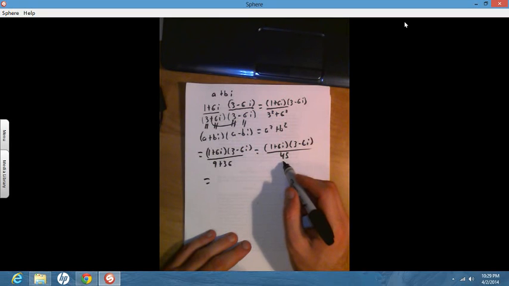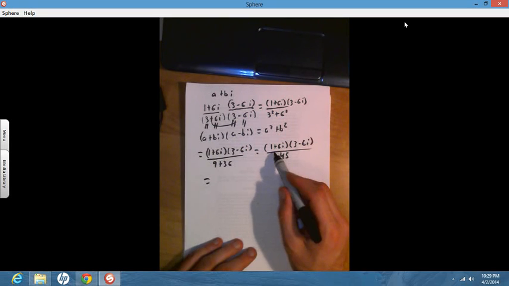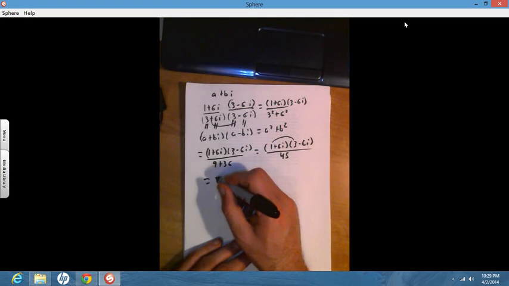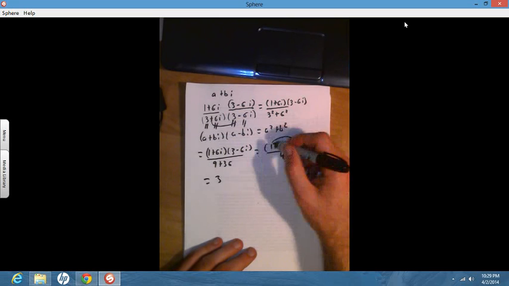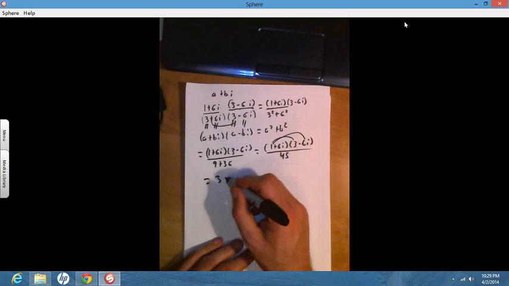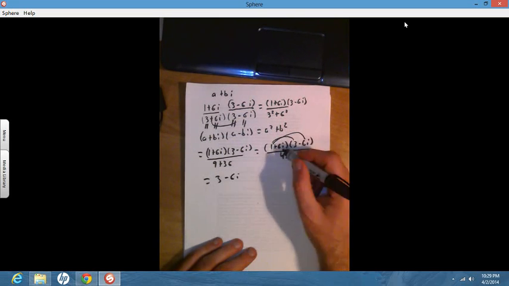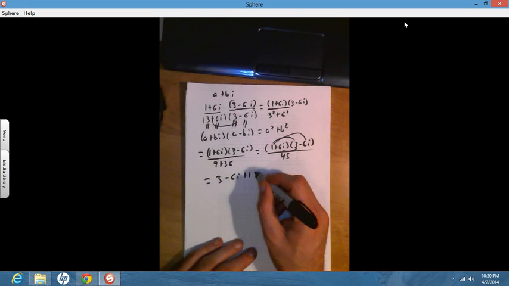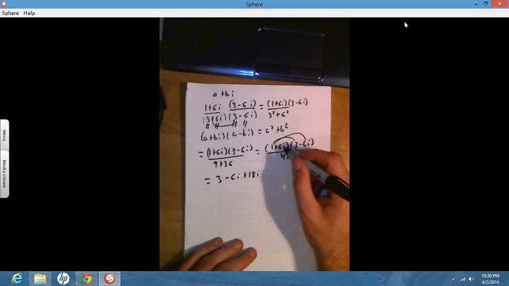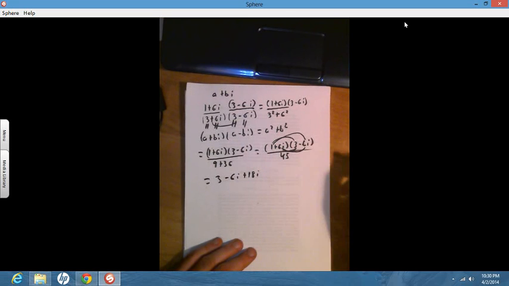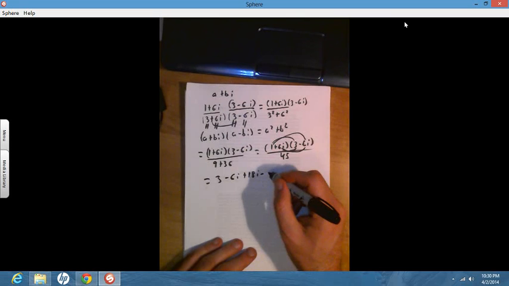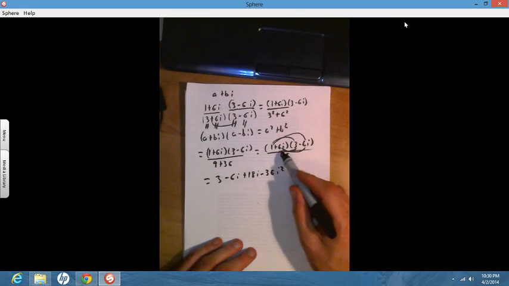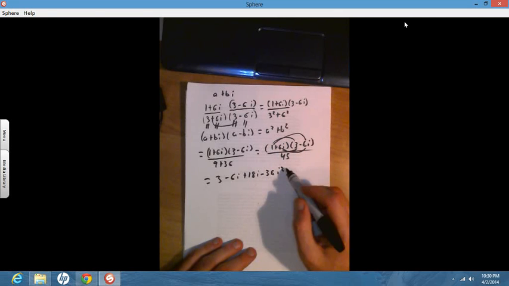So now what we're going to do is 1 times 3 is 3. And 1 times negative 6i is negative 6i. And 6i times 3 is plus 18i. And 6i times negative 6i is negative 36i squared, because 6 times negative 6 is negative 36, and i times i is i squared. And of course we have 45 on the bottom.